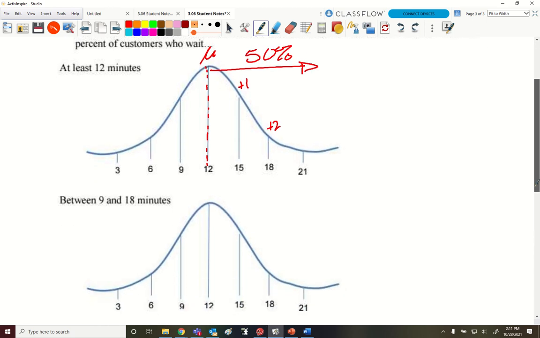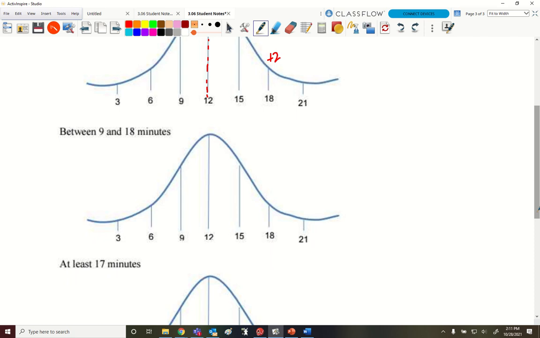Now, let's go down to the next one. Between 9 and 18 minutes. So I got my mean in there again. So between 9 and 18. We're going to do the math on this one on the calculator, because the rule that we have of the 68 and the 95 is just an approximation. I want you to get the exact answer here. So we're going to take our calculator. What's my lower bound here? 9. My upper bound is? 18. Very good. Before I get into all that, let me fill that in.